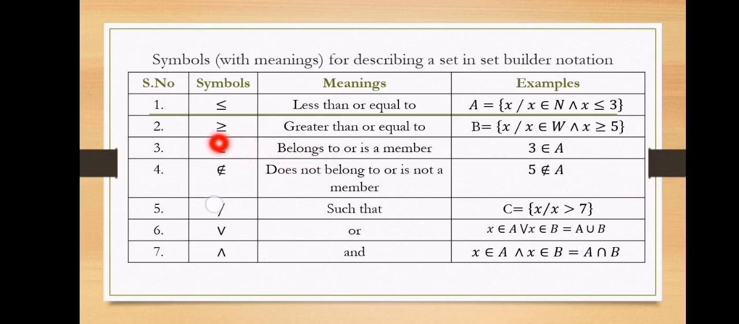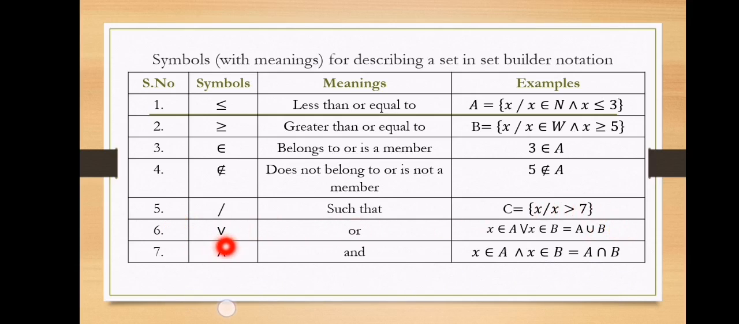Number 4 is this one, which means does not belong to or is not a member of. Now if we take a set B = {1, 2, 3}, it does not have 5 in it. So we can write symbolically that 5 is not a member of B, or we can say that 5 does not belong to B. The symbol number 5 is such that. Such that is used whenever we represent a set by a single letter, that is, often we use x to represent a set. C = {x such that x is greater than 7}, which means C includes those numbers which are greater than 7.